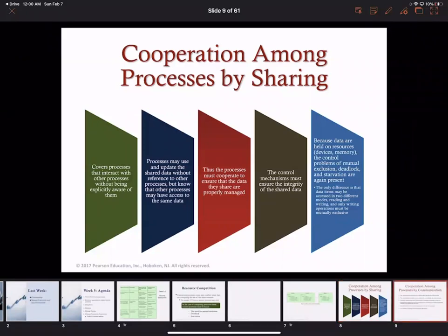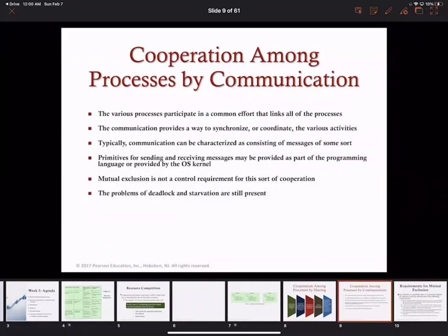So in the first two cases that we have discussed so far, each process has its own isolated environment that doesn't include the other processes. The interaction among the processes is indirect. In both cases, there is sharing. In the case of competition, they are sharing resources without being aware of the other processes. And in the second case, they are sharing values. Although each process is not explicitly aware of the other processes, it is aware of the need to maintain data integrity. When processes cooperate by communication, however, this is slightly different. That means the various processes participate in a common effort that links all of the processes.